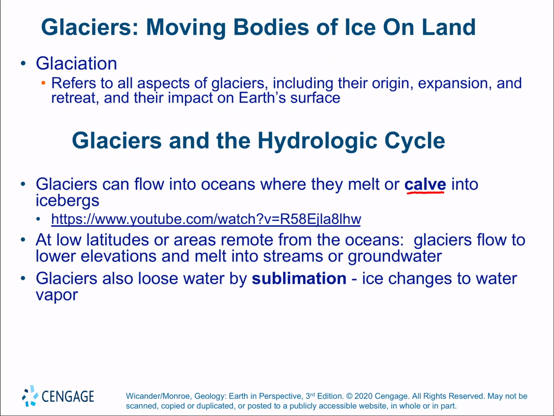So typically at our low latitudes, or areas that are kind of remote from the oceans, the glaciers are going to flow to our lower elevations, and then they're going to melt into streams or groundwaters. Glaciers can also lose water by sublimation, and that would be when your ice changes to water vapor.